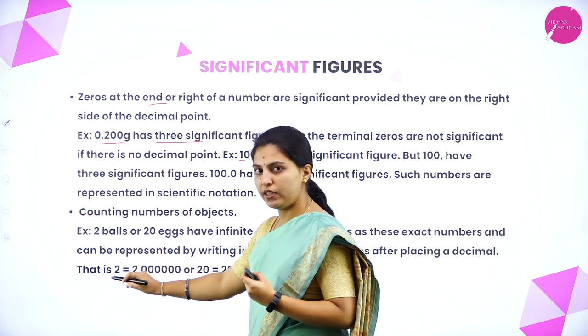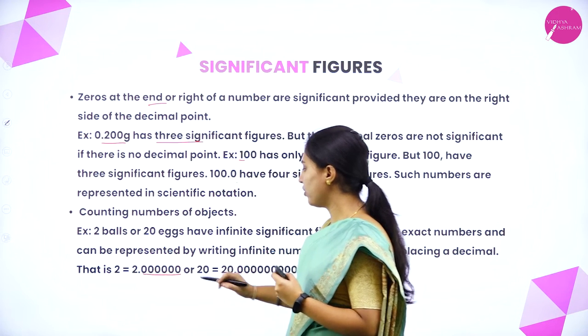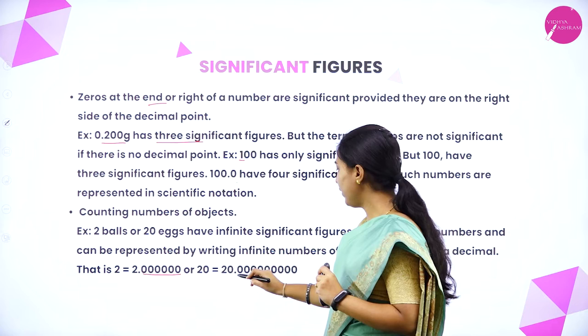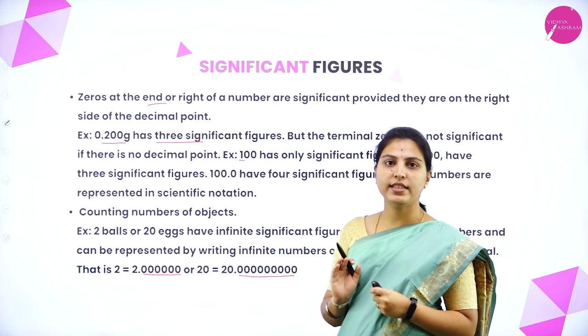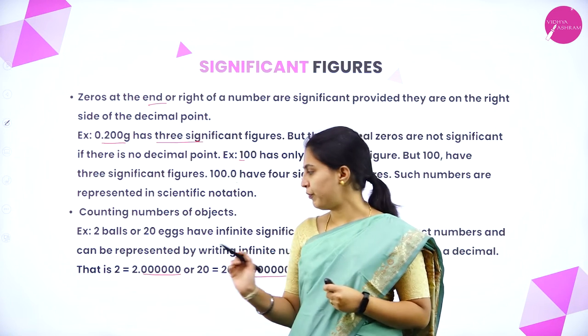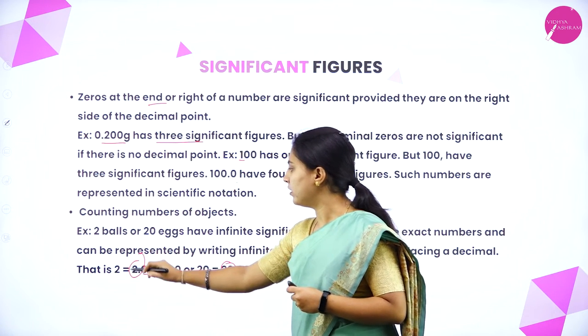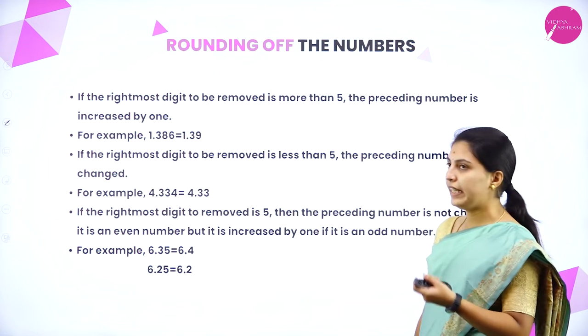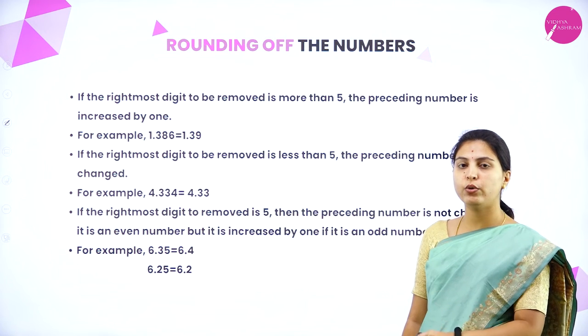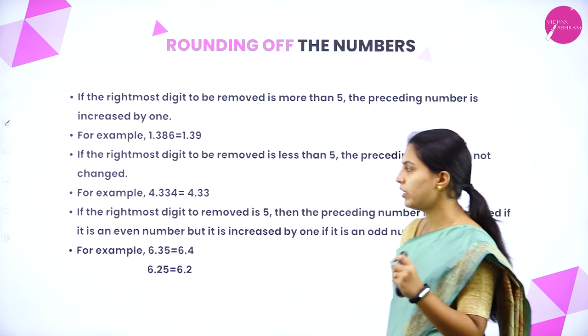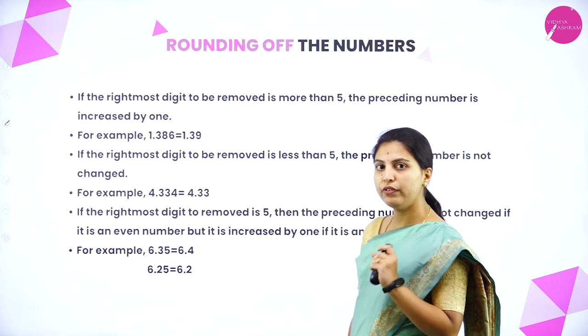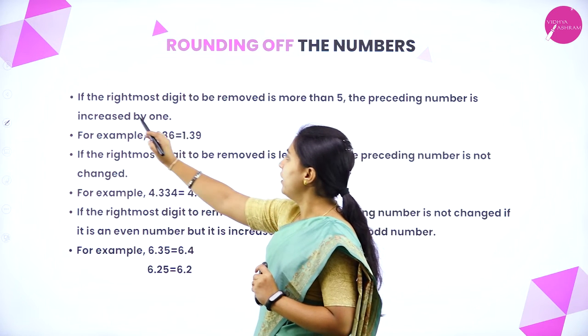See here, if it is a 2, these zeros are not needed. After 20, these are also non-significant figures. Before the decimal only, they will consider this one and this one. Okay. Next, rounding off. I have told you about this in addition, multiplication, division and subtraction, all kinds of methods. We'll see the rules.